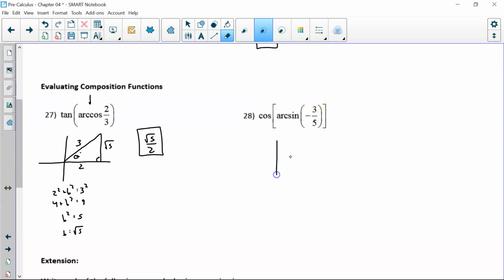So we're going to draw our triangle. Since it's arc sine and since it's negative, we're going to be in quadrant 4. So there's our triangle in standard position. Sine, opposite over hypotenuse, is 3/5. Now, since we're in quadrant 4 and our hypotenuse is never going to be negative, the 3 has to be a negative. Using the Pythagorean Theorem, or if you know right away, it's a 3, 4, 5 right triangle.